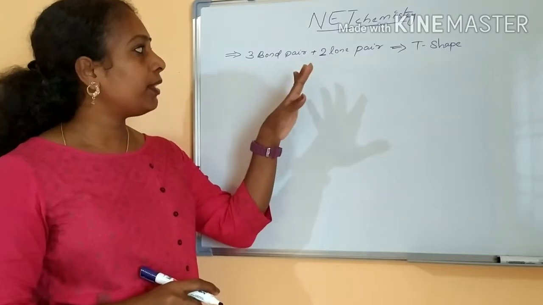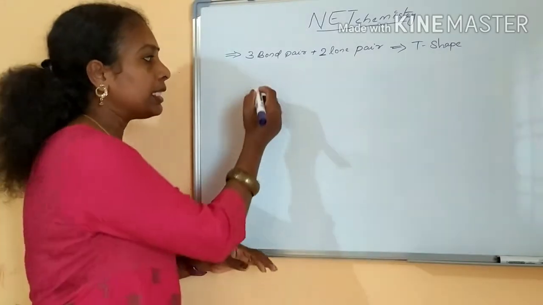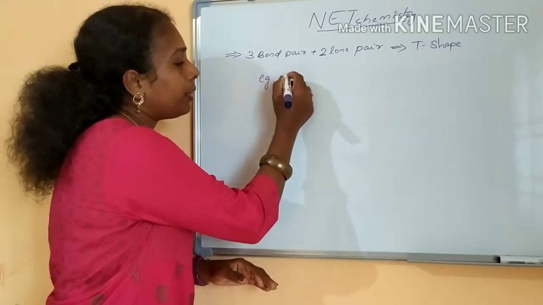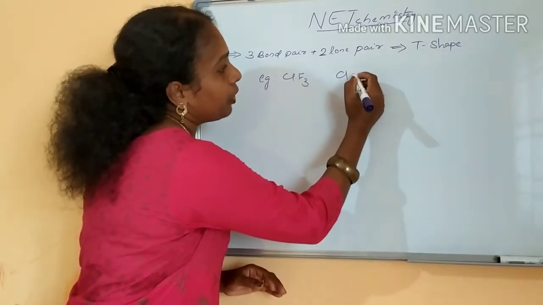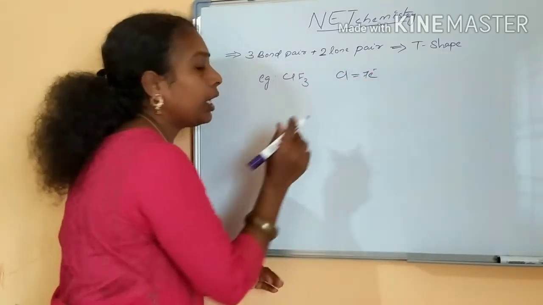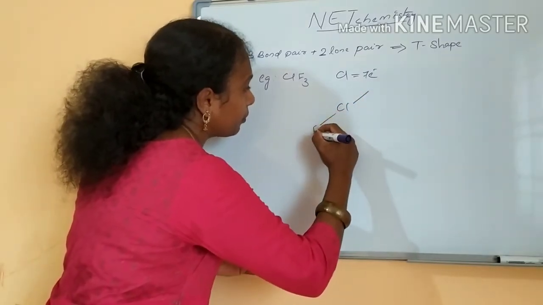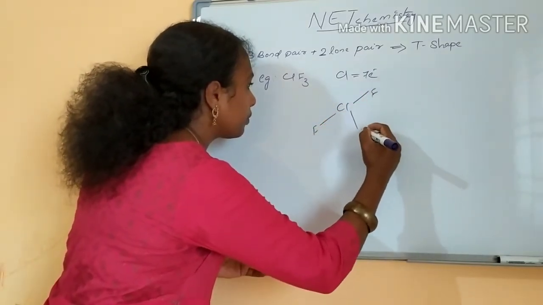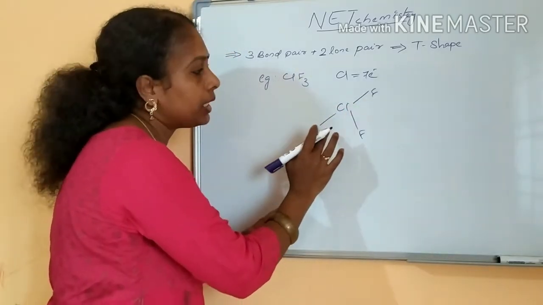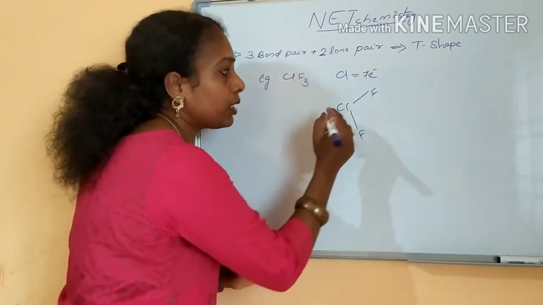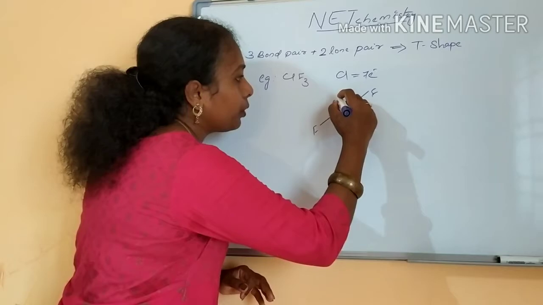Next I am taking 3 bond pair plus 2 lone pair, where the molecule will be T shaped. We will see one example, ClF3. Chlorine has 7 outer electrons, right? Three have bonded with the fluorine atoms in ClF3. Another 4 electrons remain, that is 2 lone pairs.